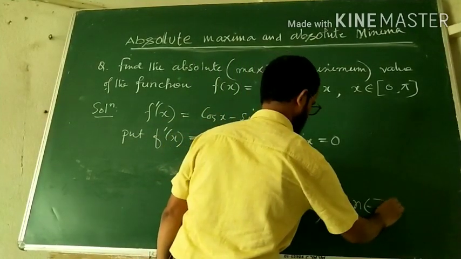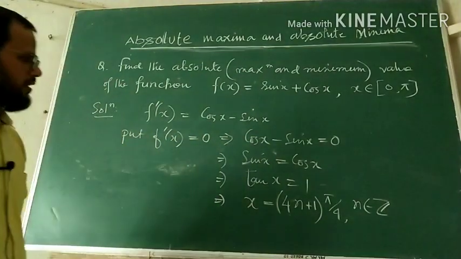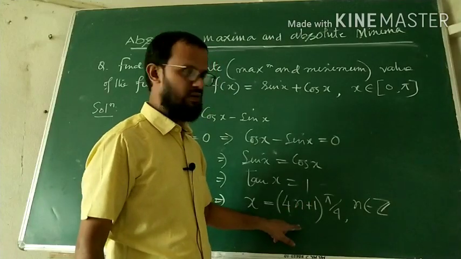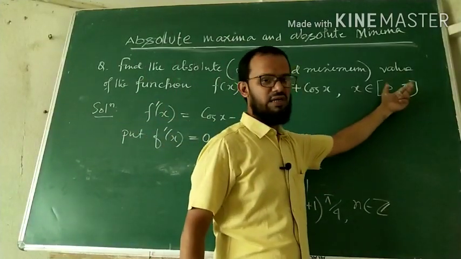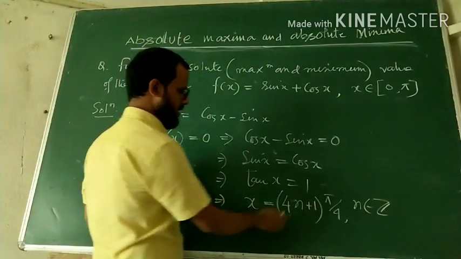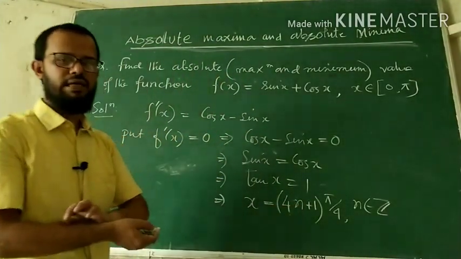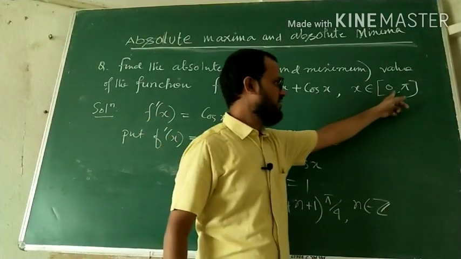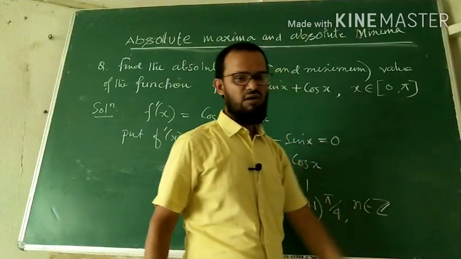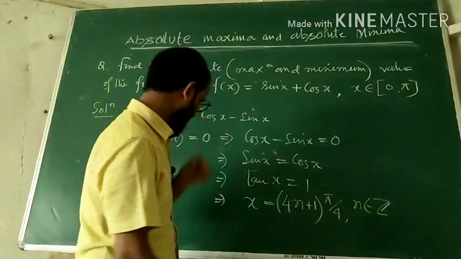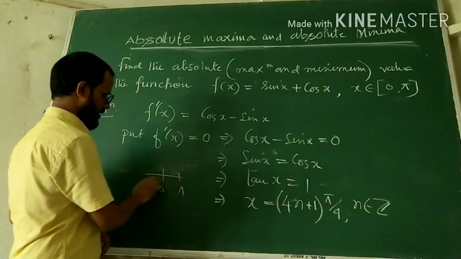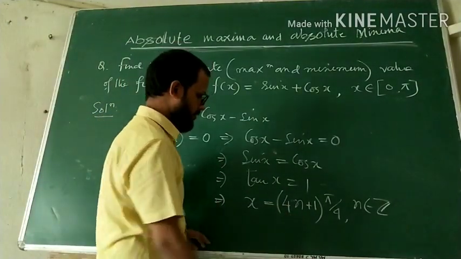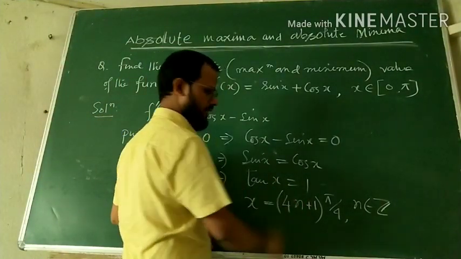What is n? n belongs to Z. Now there are infinite values which satisfy this equation. We only take those values which are inside this particular interval 0 to pi. So n can be positive, negative, or 0. If you put negative values, then all the values will be negative, which is not the demand of this question, because our values of x lie between 0 and pi, not negative values. So we are not putting n equal to minus 1, minus 2 or minus 3.